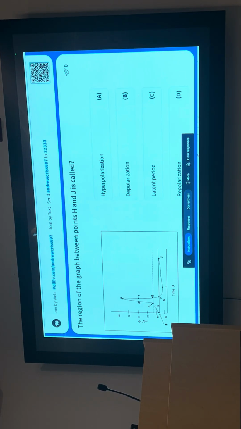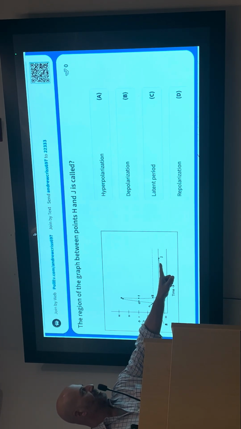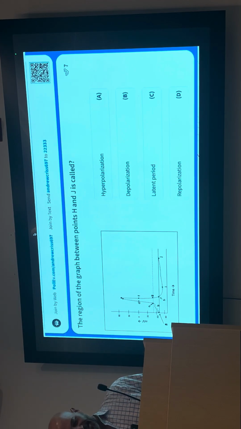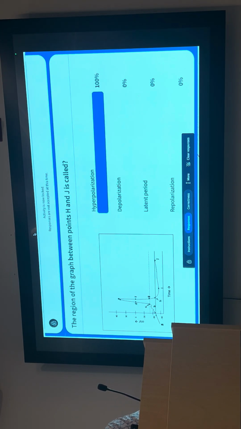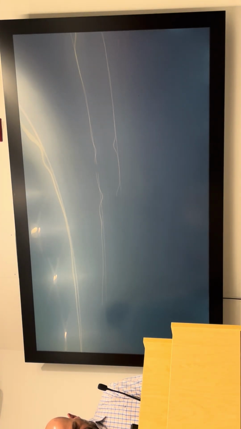All right, good. Let's see, what was my next question here? Okay, the points between H and J, what do we call that? There's H, there's J. Hyperpolarization, okay, that's going to be hyperpolarization. Also known as the refractory period. The membrane is in refraction, it's repairing itself back to RMP so we can then have another action potential.